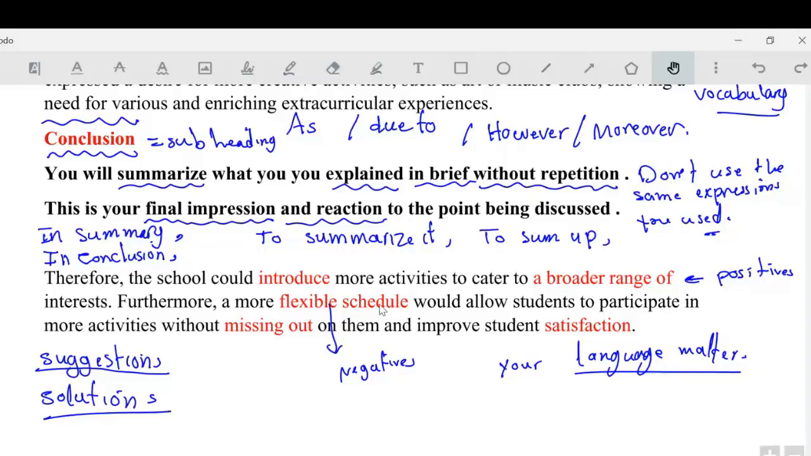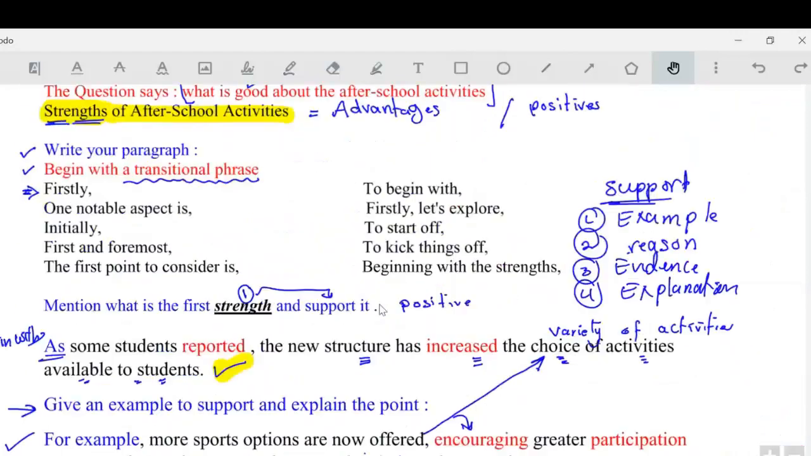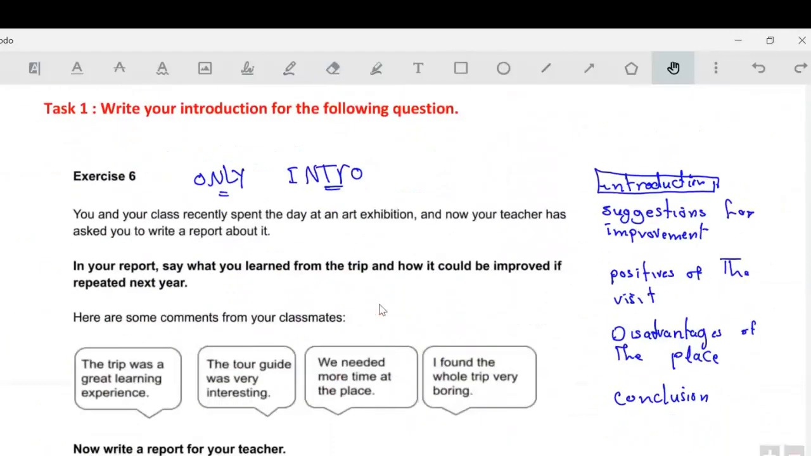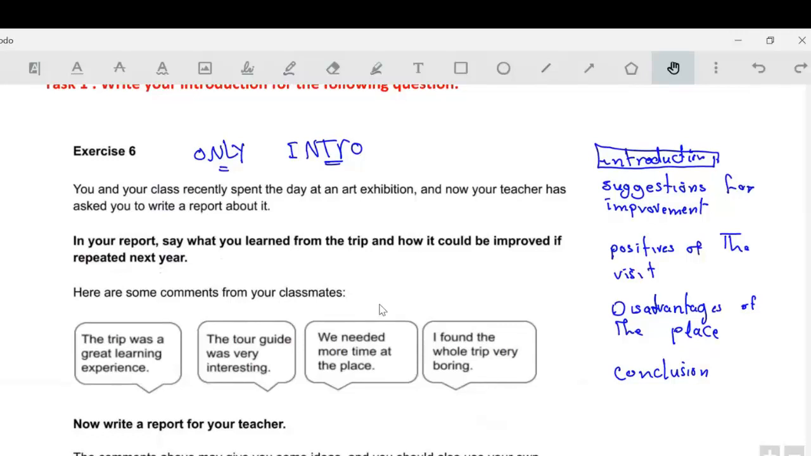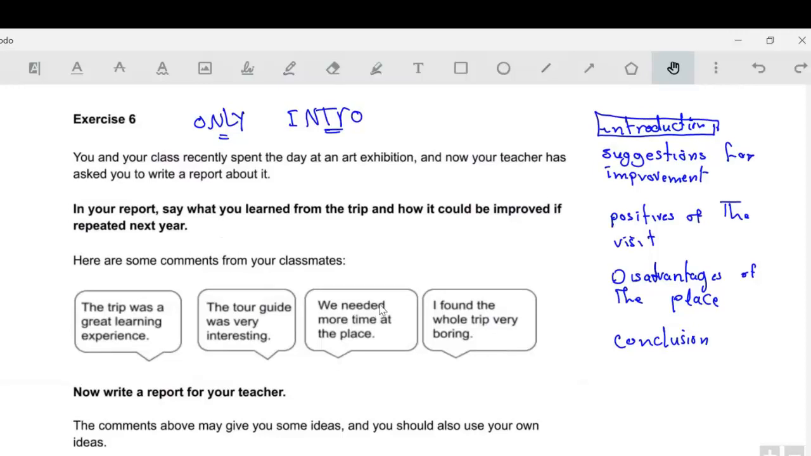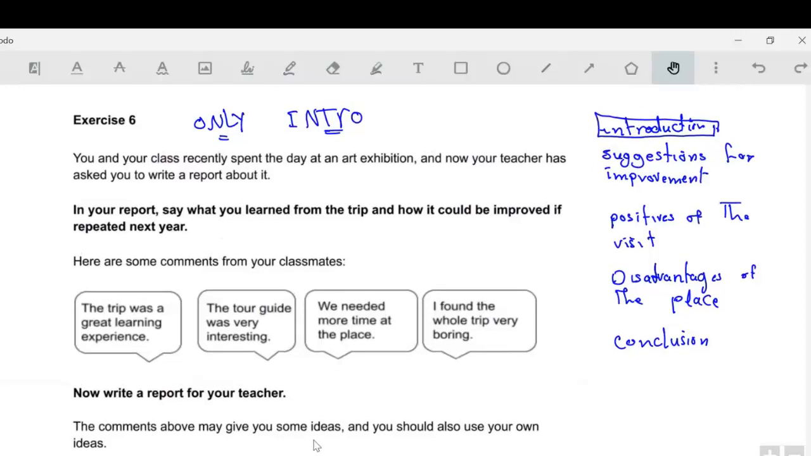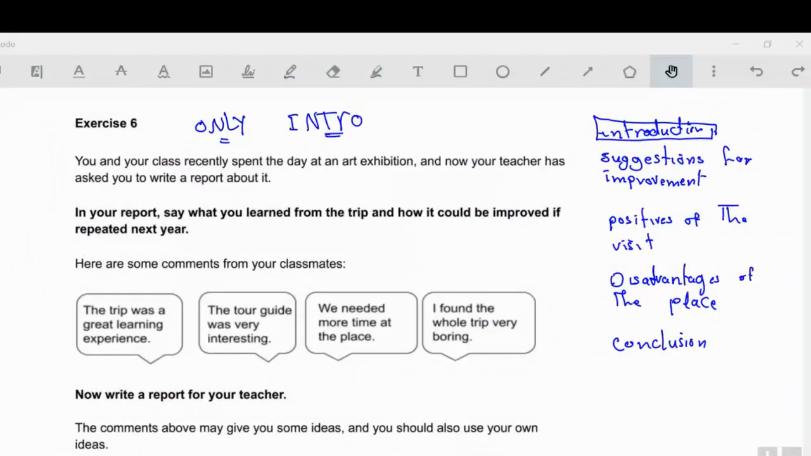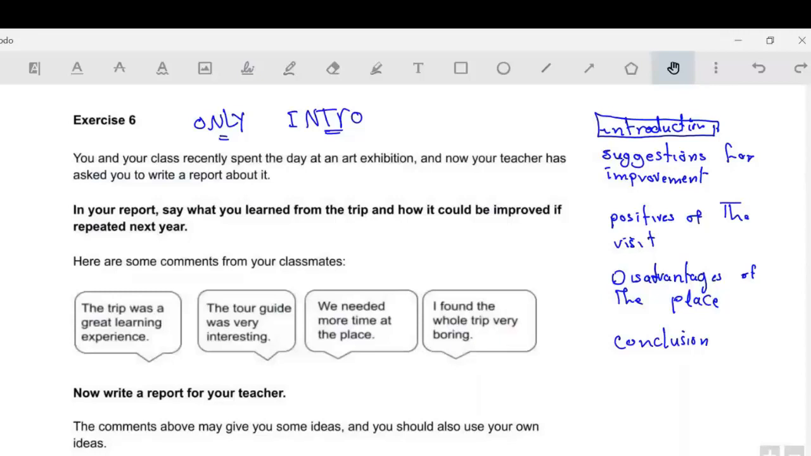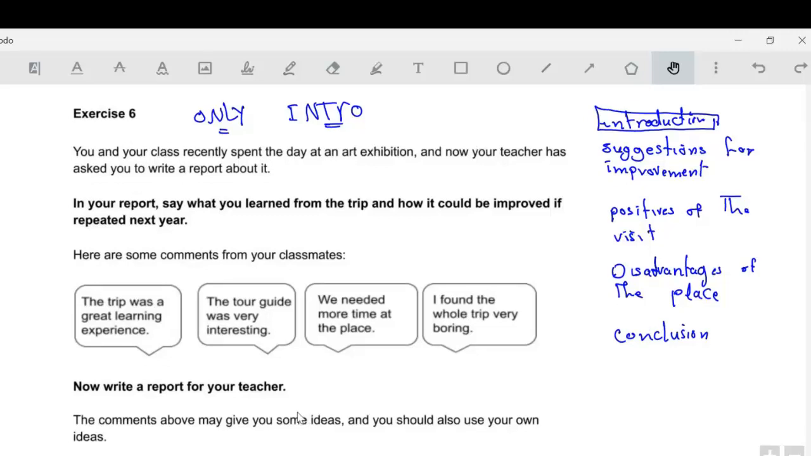Okay, now I want you to write the rest of this task. You already wrote the introduction. Build upon your introduction and write your body paragraphs and conclusion. Okay? This is your final task. I hope you look for the best words to use in your writing.